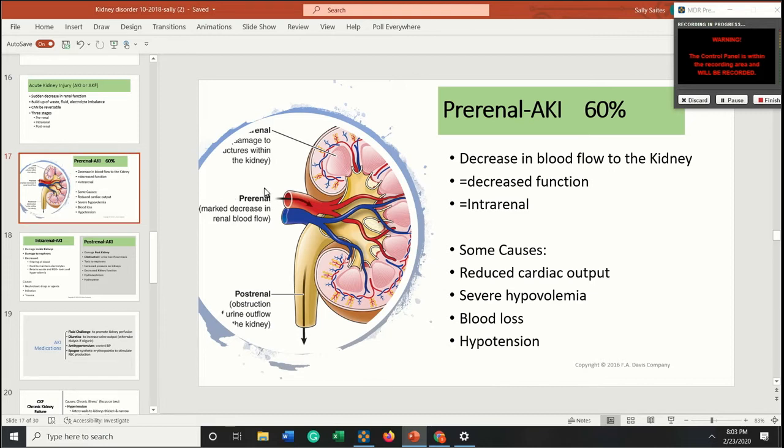A major cause is usually dehydration, blood loss, or hypotension. All decrease of perfusion to the kidneys, which can cause some damage to the kidneys. You'll see the BUN and creatinine rise. If the pre-renal problem is not fixed, it can then also progress to intrarenal. So by not being perfused, the kidney is not getting the oxygen and starts to deteriorate.